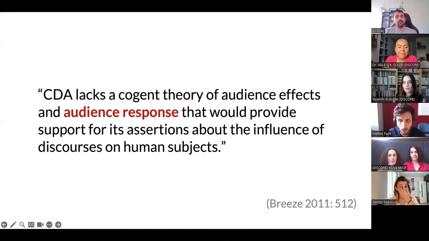Along similar lines, this is a quote from Ruth Breeze, also critiquing CDA. CDA lacks a cogent theory of audience effects and audience response that would provide support for its assertions about the influence of discourses on human subjects. And again, this criticism applies to CDA just as much as it applies to CADS, because even though CADS does look at a larger and more representative sample of language use and uses quantitative methods as a source of empirical evidence, it still relies exclusively on linguistic analysis and cannot offer independent, non-linguistic evidence of patterns of thought and behavior.